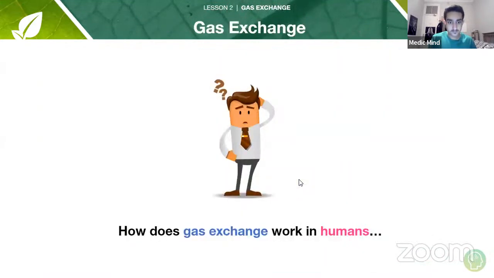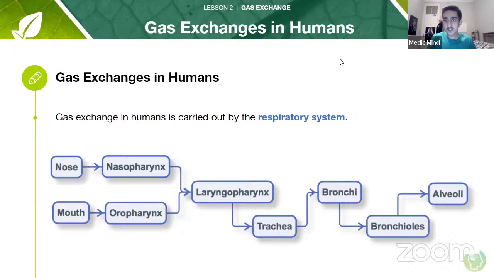So how does gas exchange work in humans? Let's start with humans, actually. Gas exchange in humans is carried out by the respiratory system, which makes sense. The respiratory system goes all the way from your nose, through your mouth, down your pharynx, down your trachea, to your bronchi, which then lead into your bronchioles, and then into your alveoli in the other parts of your lung.